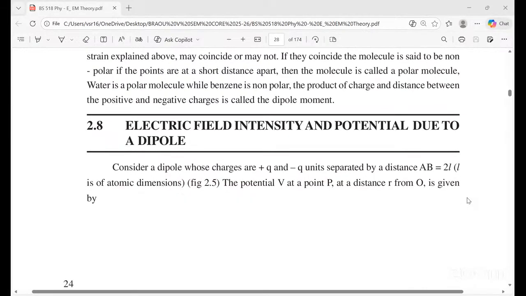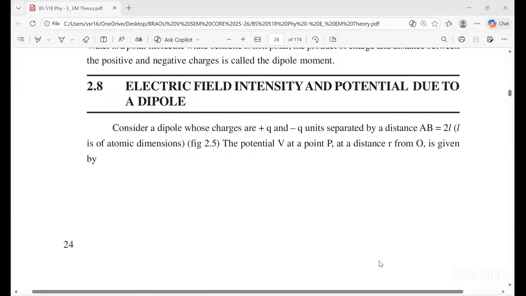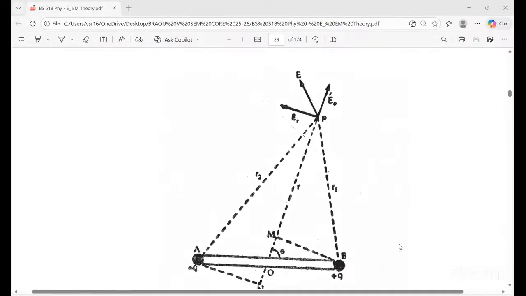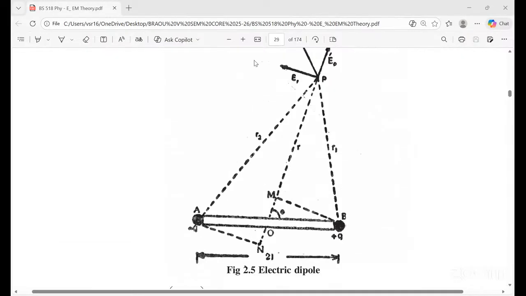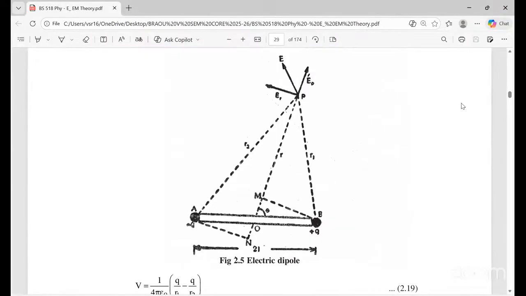Next, intensity of the electric field and electric potential due to a dipole. You can see the diagram representing how to calculate for the electric dipole. Here a negative charge is placed at point A and a positive charge is placed at point B, separated by a distance 2L. So this setup is nothing but an electric dipole.